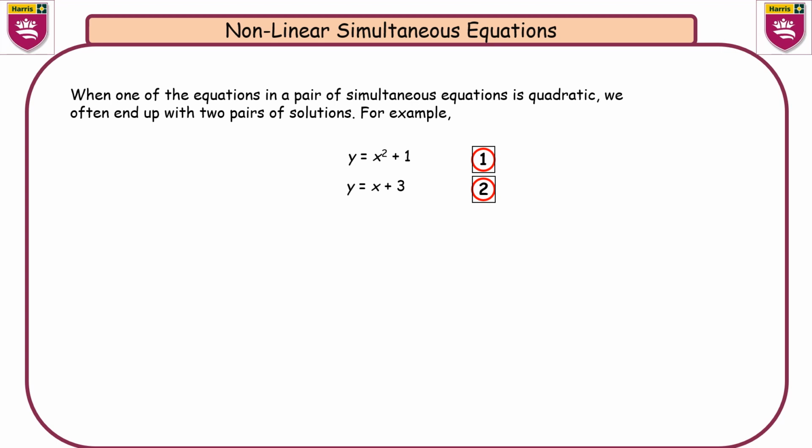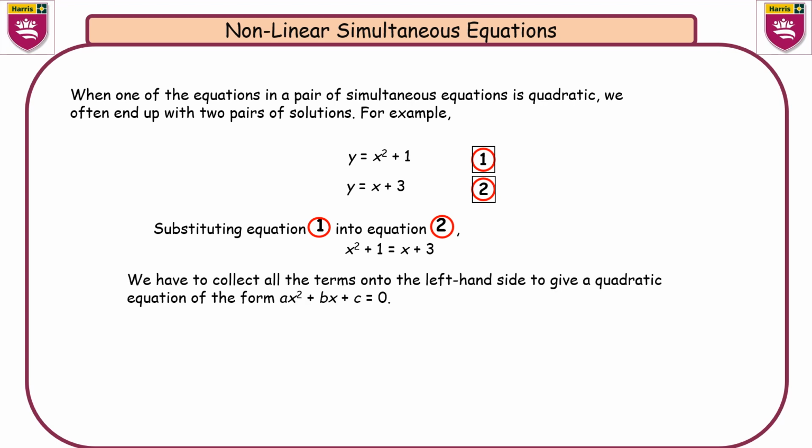What we know about this is that the two y's, we can actually equate them. So we can say substituting equation 1 into equation 2 is going to help us find out what x is going to be. If I say x squared plus 1 is the same thing as x plus 3, because they are equal to each other, that will allow me to solve this and find out the x values. It seems like it is going to be a quadratic because we can clearly see there is an x squared and there isn't an x squared on the other side.